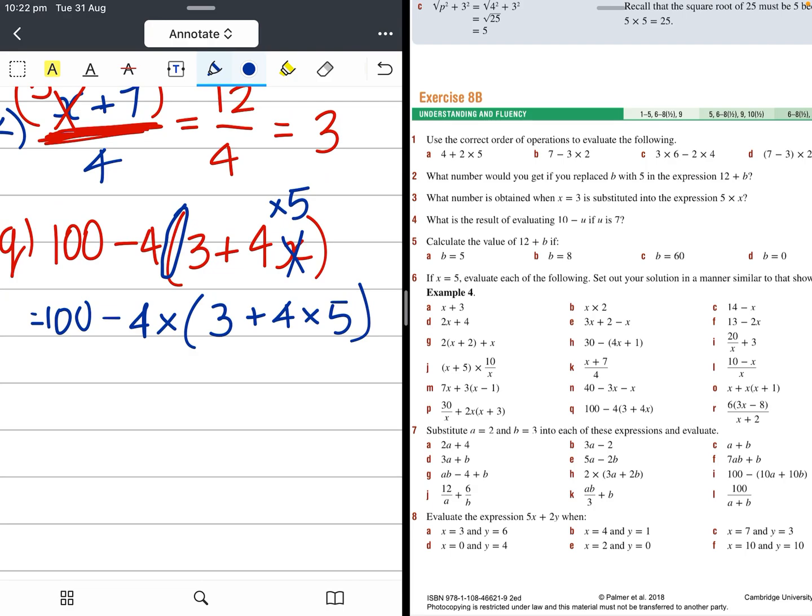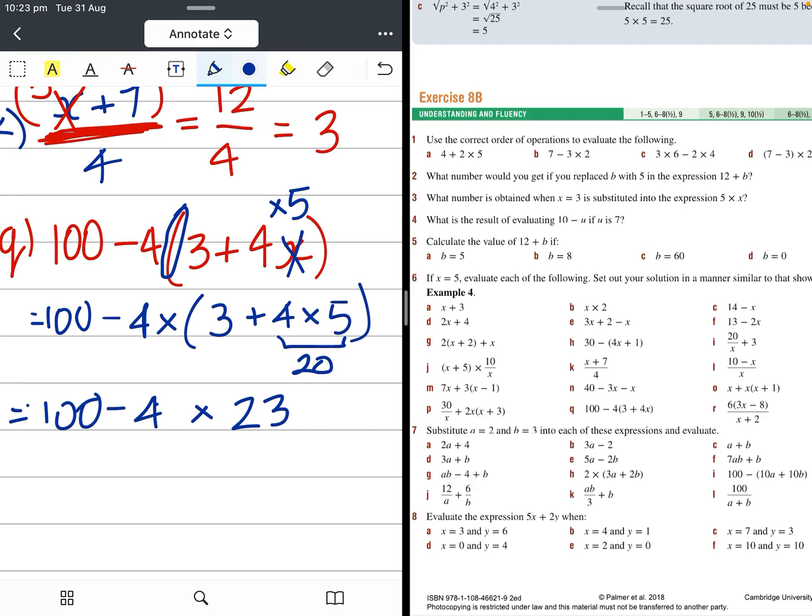Okay, what do I do first? BIDMAS says brackets, so it's do our brackets. Inside the brackets, I've got a plus and a times. What do I do first, the plus or the times? Hopefully you said times. 4 times 5 is 20. Use your calculator if you're not sure. And now do 20 plus 3. Hopefully you get 23. Now I'm going to write everything else out as it is, and I'm going to use my order of operations.